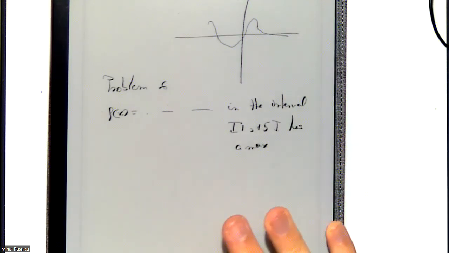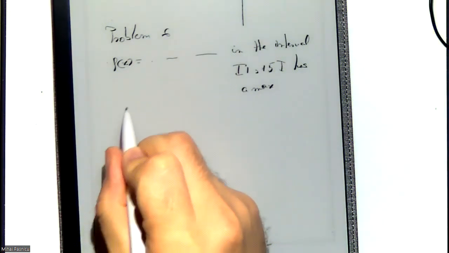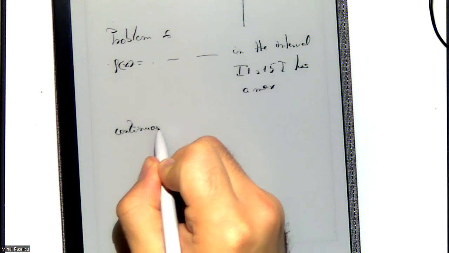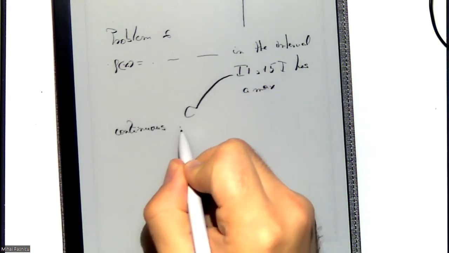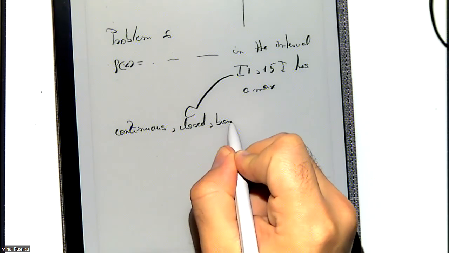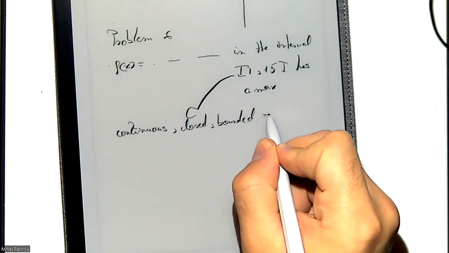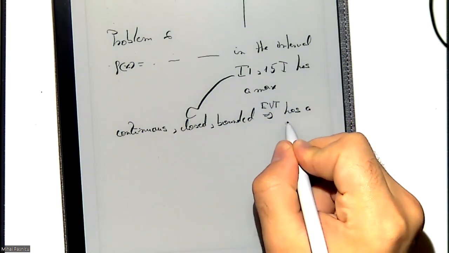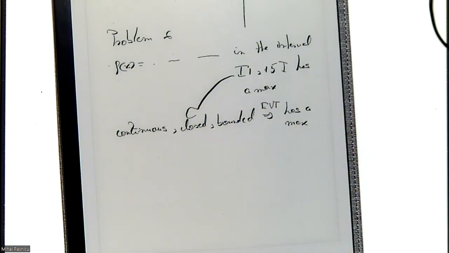This is the problem. My answer is, it's continuous. This interval is closed and bounded. So from the extreme value theorem, it has a max. Okay?